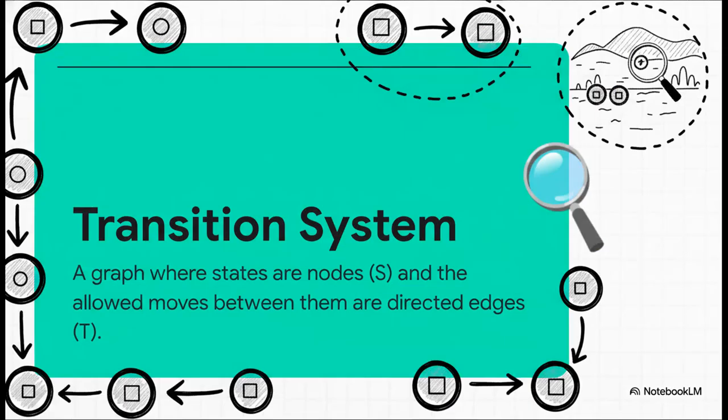This is where things get really clever. We have to simplify. So we create what's called a transition system, or a transition graph. And here, we stop trying to look at the entire landscape all at once. Instead, we just focus on the valid states and the allowed moves, the transitions, that can happen between them.